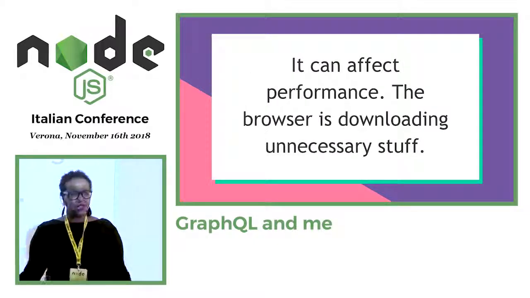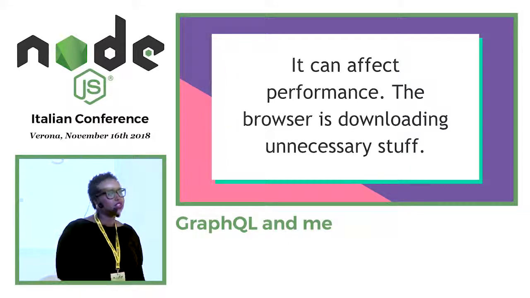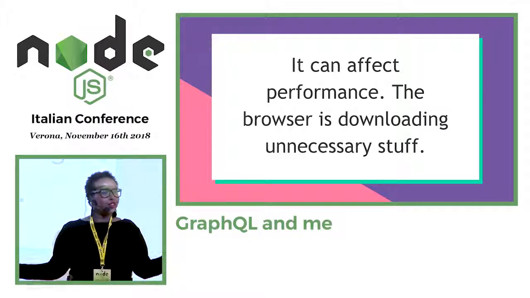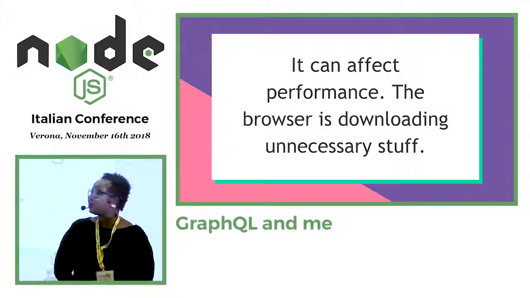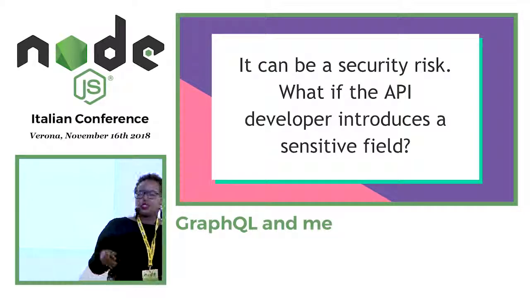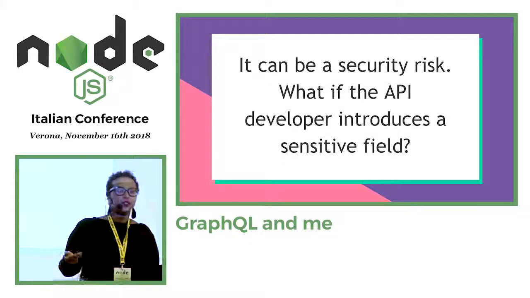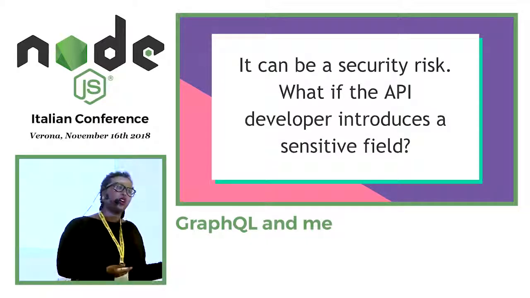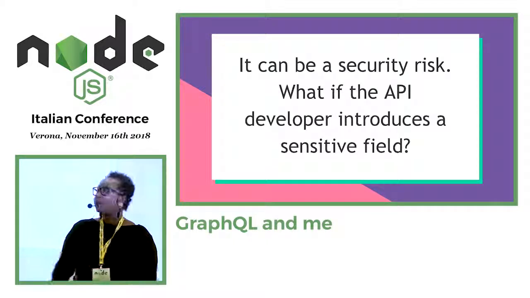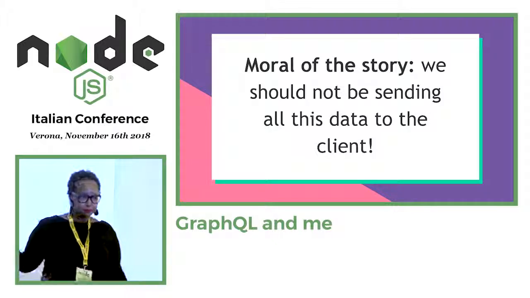And it affects performance. Your browser doesn't need to download all this information. Think about that poor person in Timbuktu with a mobile phone. They don't need all this data. And there are some security risks: if, for example, the API developer wants to send us a sensitive field, we're basically sending it straight to a client. There are some things you can do to mitigate this risk, but the moral of the story is that we should not be sending this data to our client.